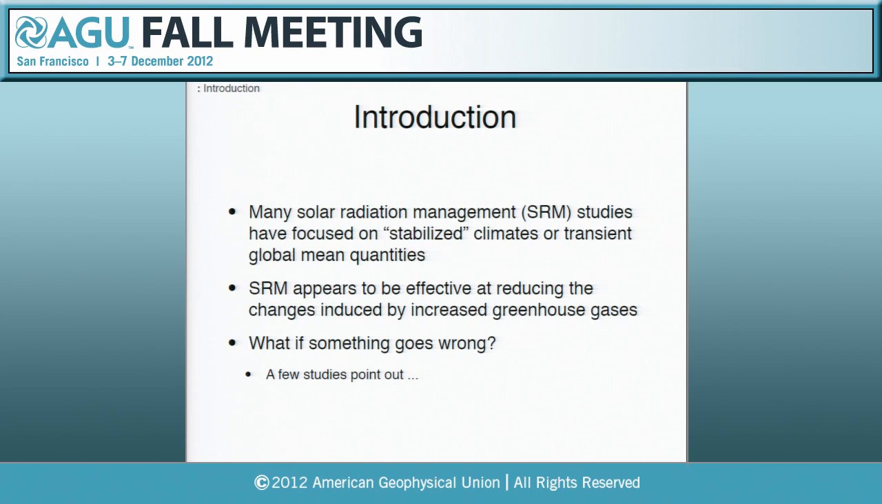Okay, so there have been, at this point, a lot of studies on solar radiation management, and the bulk of them focus on stabilized climates, or if they're looking at transient simulations, then they always focus on the global mean. In these studies, so far, SRM is effective at reducing the changes that you might see with increased greenhouse gases. But I wanted to look more at what if something goes wrong: a technological failure, a breakdown in international collaboration, or an unintended consequence that was just too bad to deal with.